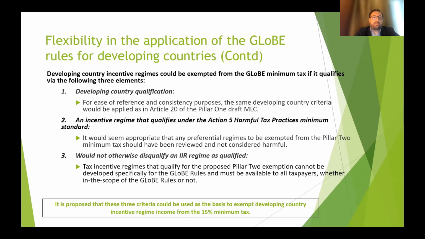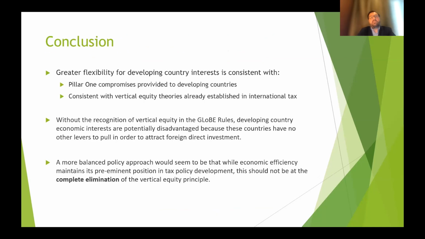So in conclusion, I'll finish now. Where I end up, on the next slide, is that these three criteria could be used as the basis to exempt developing country incentive regimes from the 15% minimum tax threshold. And as noted above, the idea is not as outlandish as it sounds, because Pillar 1 already has a number of features that allow for exemptions to the rule in order to recognise different Inclusive Framework member needs. It does not seem unreasonable to extend this flexibility to Pillar 2 in terms of the tax regimes.